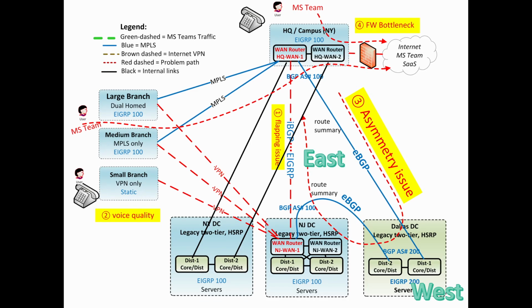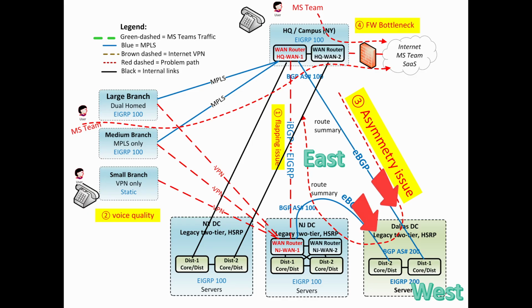The Dallas data center belongs to the West. The New York headquarters and New Jersey data center belong to the East. Historically, the East and West were 2 independent companies. Following their merger, East and West were connected via 2 WAN connections. One is from New York headquarters connecting to the distribution switch, DIST-1, at Dallas data center. The other is from New Jersey data center connecting to the other distribution switch, DIST-2, at Dallas data center.